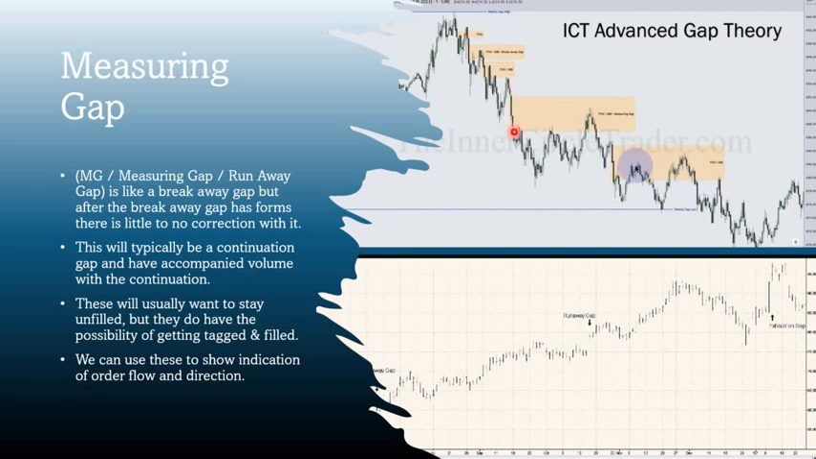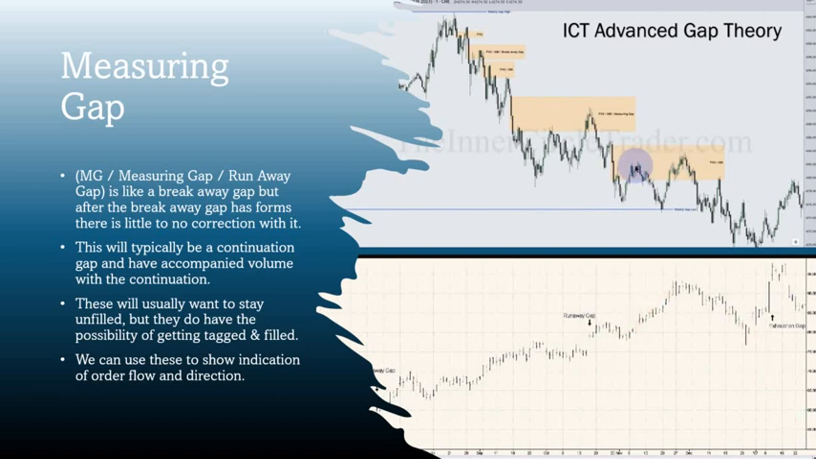These will usually stay unfilled, but they will have the possibility of coming back into it to get filled to then later continue in the intended direction. Same thing here. We impulse down and we do not fill it all the way, but then we come back into it to have the possibility of coming down lower. Same thing here. We have a runaway gap, also known as a measuring gap, created here. Market comes up, has the possibility of filling it to then continue higher.